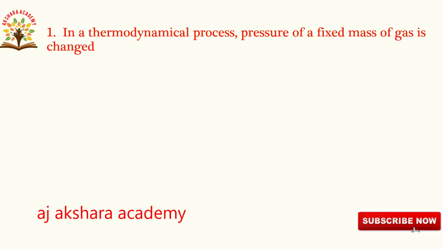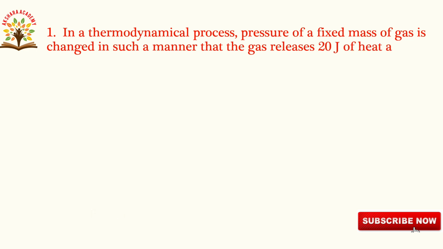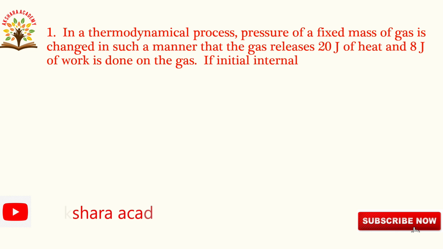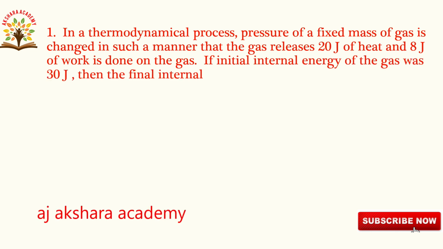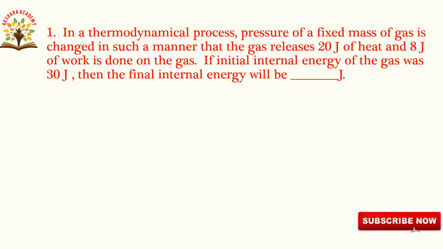In a thermodynamical process, pressure of a fixed mass of gas is changed in such a manner that the gas releases 20 joules of heat and 8 joules of work is done on the gas. If initial internal energy of the gas was 30 joules, then find the final internal energy. So how much will be the final internal energy, they are asking in this question.